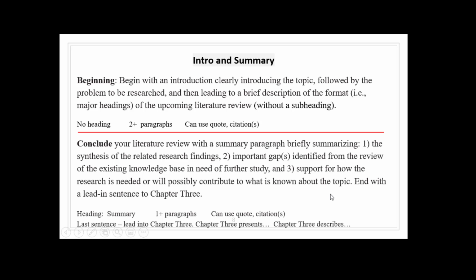It's a summary paragraph or 2. These are the important things that you will do, and end with that lead-in sentence. Okay, end with that lead-in sentence with chapter 3 presents. Chapter 3 describes.